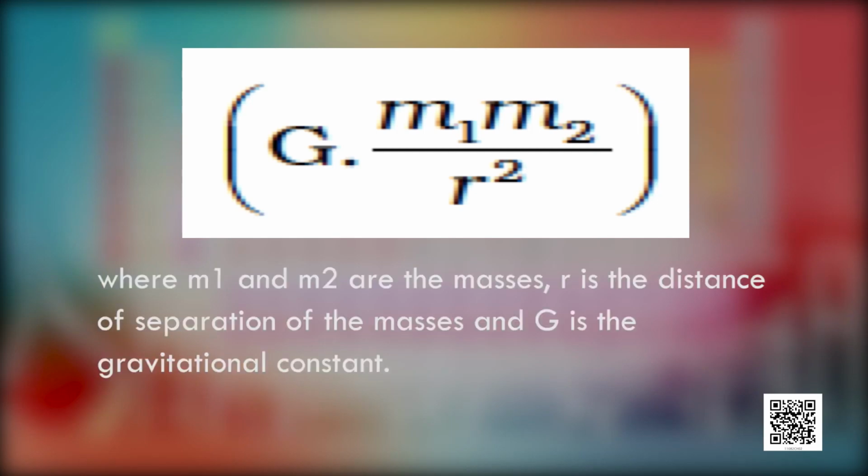divided by r squared, where m1 and m2 are the masses of the 2 objects which are attracting each other by gravitational force, and r is the distance of separation of the 2 masses. G is the gravitational constant. So, my dear students, you must have learnt in your physics class about Newton's laws of motion. Classical mechanics draws from Newton's laws of motion, and it is applicable to macroscopic objects.